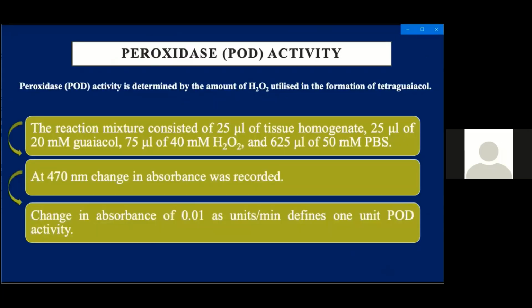The next experiment we performed was the peroxidase activity to measure the ROS level, and peroxidase activity was determined by the amount of H2O2 utilized in the formation of tetraguaiacol. So POD level was estimated in the tissue homogenates, and the absorbance was measured at 470 nanometers, and change in absorbance of 0.01 as units per minute defines 1 unit of POD activity.